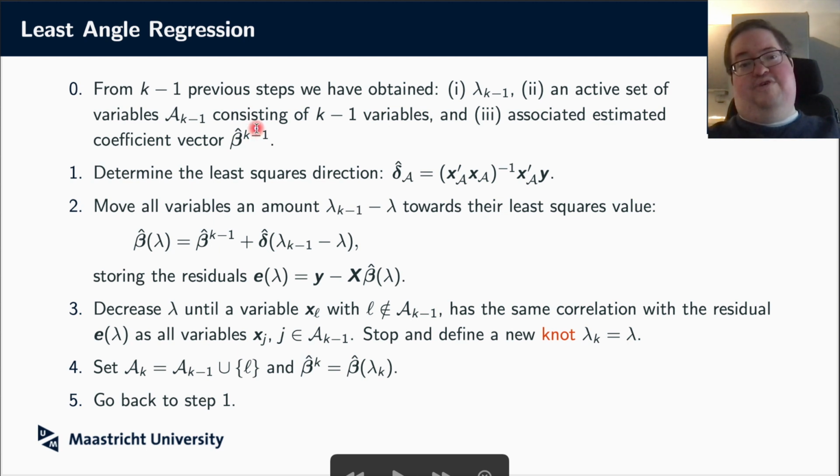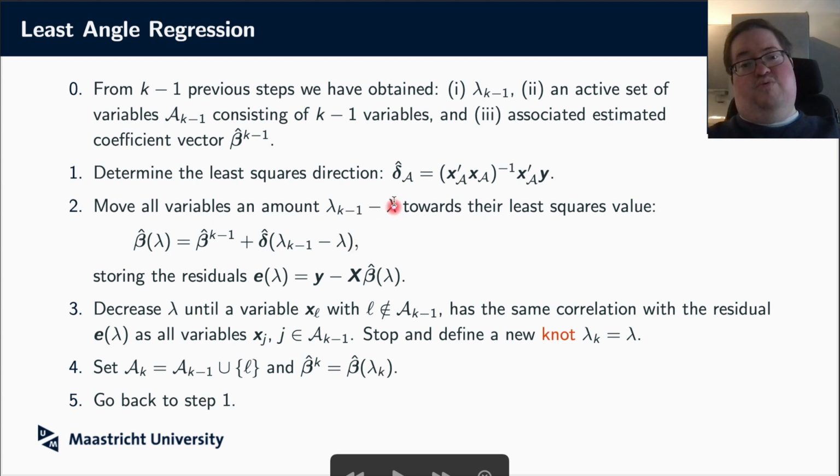Now how do we then proceed with least angle regression? Well, first we determine in which direction we should move. So we look at the least squares direction. We're going to move towards the least squares solution. That direction is denoted by delta hat A. And then we're going to move all our variables towards their least squares value. So we're going to add that direction, and how much are we going to do that?